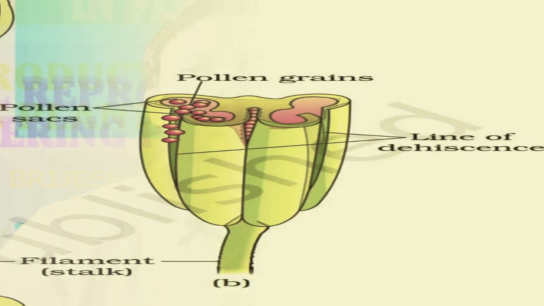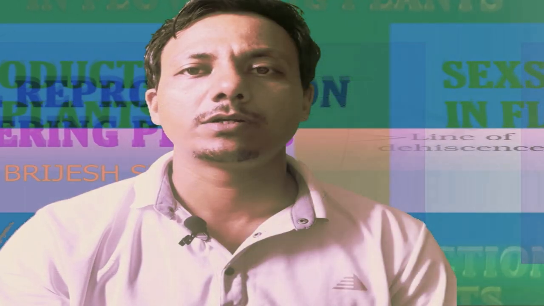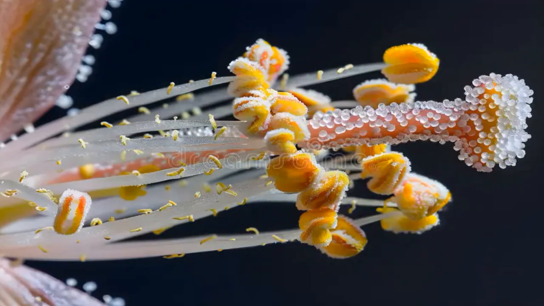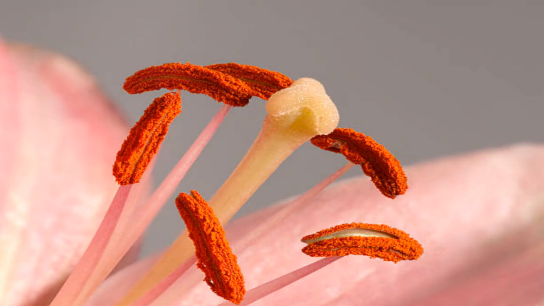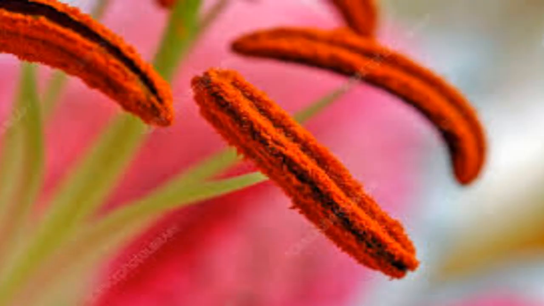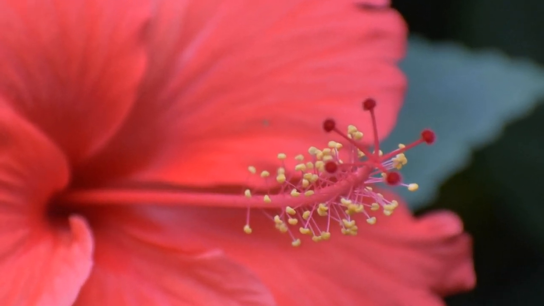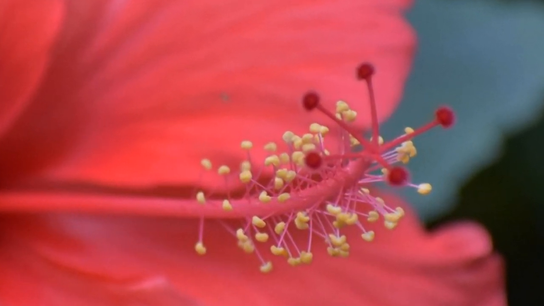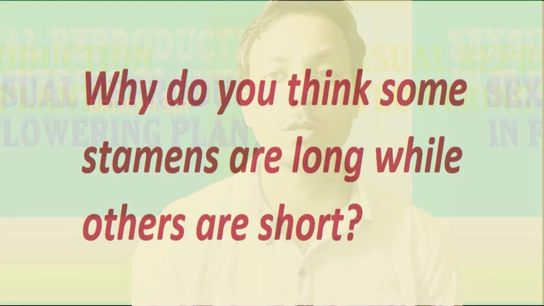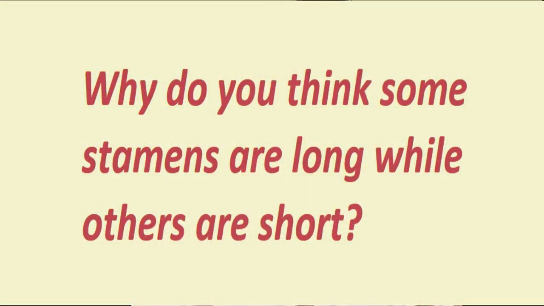If we observe the stamens from 10 different plant species under a dissecting microscope, we will see remarkable diversity in their size, shape, and anther attachment. This diversity reflects nature's beauty. Why do you think some stamens are long while others are short?